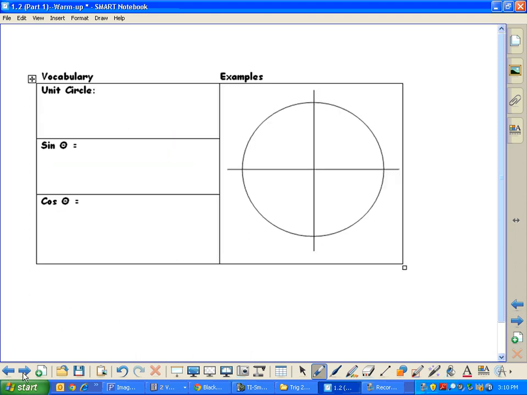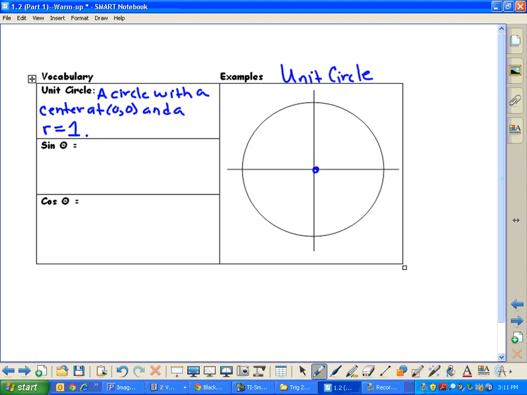So first, I guess we can make it official. We do have a definition for our unit circle. It is a circle with a center at the origin and a radius equal to 1. So what we have over here is our unit circle. In other words, my center is at (0, 0), and the radius is 1.